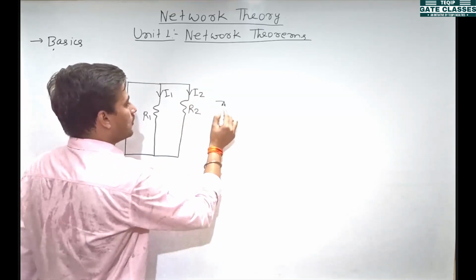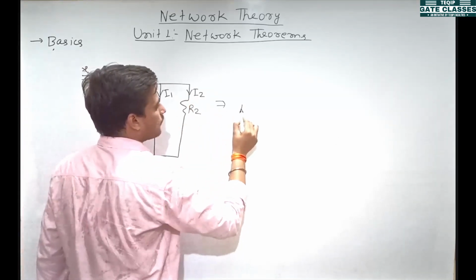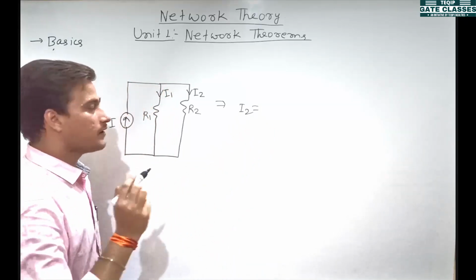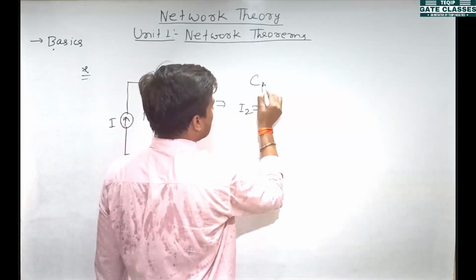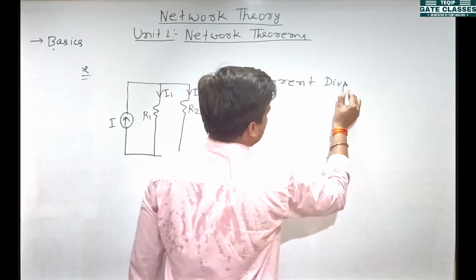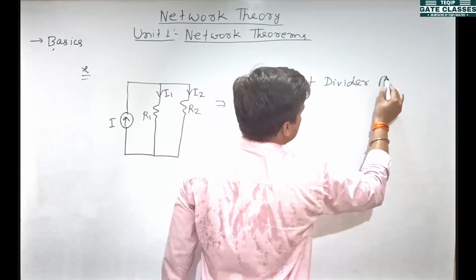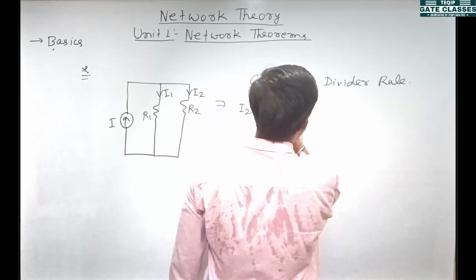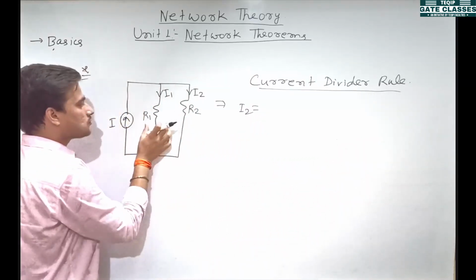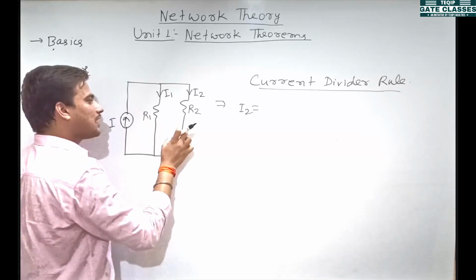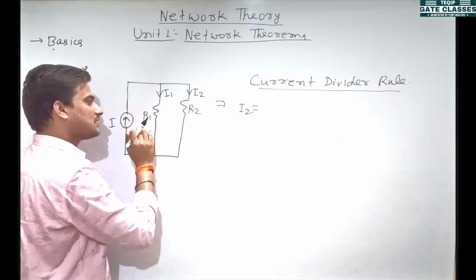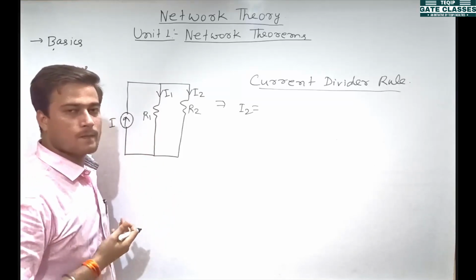So now if you have to find the value of I2, what will you have to do? You will have to apply the current divider rule. So what is the current divider rule? What happens to the current? See these two paths. The path having more resistance, current will be less. The path having less resistance, current will be more. Clear?